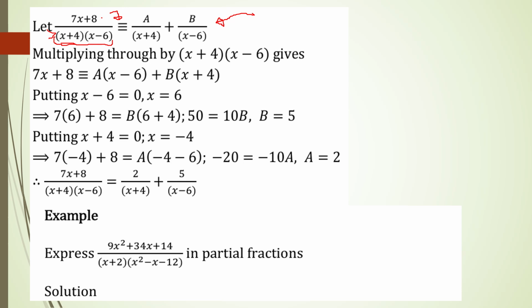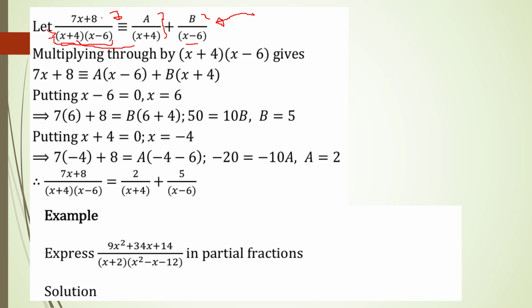So we simply say that to get the first fraction, we base on the first bracket which is present in the LCM or the denominator. So it's going to be a divided by the first bracket which is present in the denominator, which is x plus 4, then plus b divided by the second bracket which is present in the denominator of the original fraction.